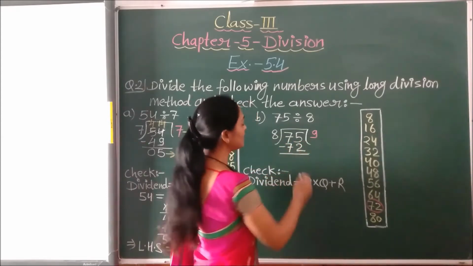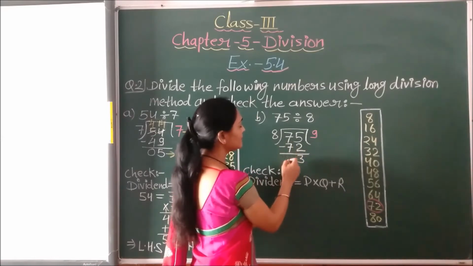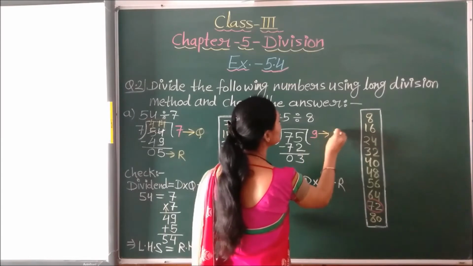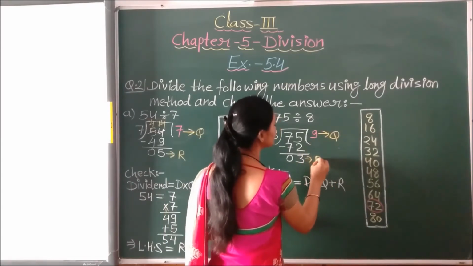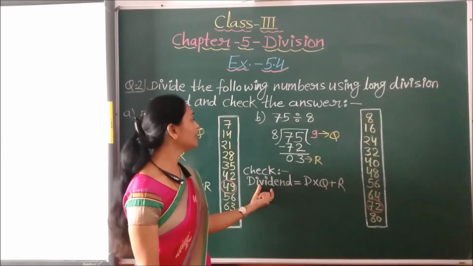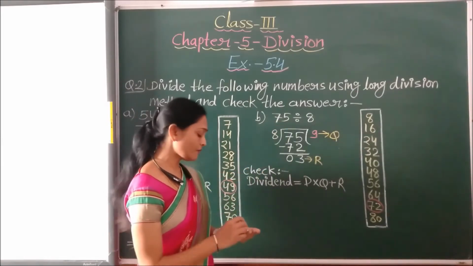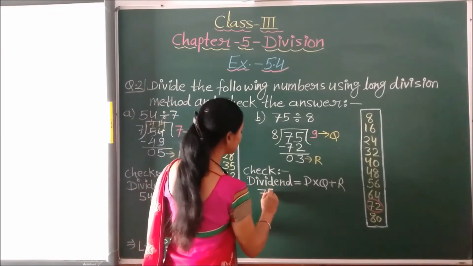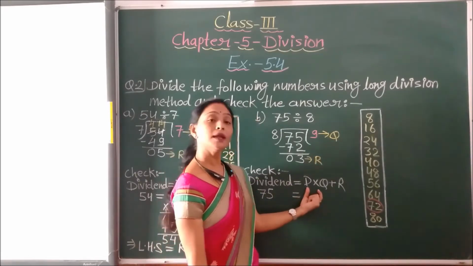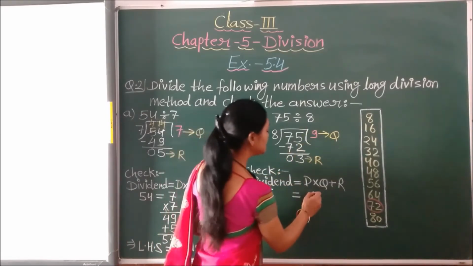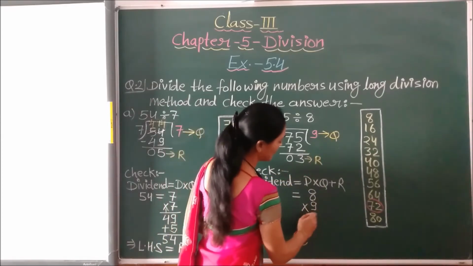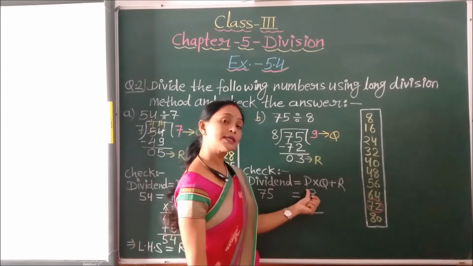5 minus 2 is 3 and 7 minus 7 is 0. So what is the quotient? Quotient is 9 and remainder is 3. Now we have to check our answer. Dividend is 75, so we write 75 here. On this side, the divisor is 8, so we multiply 8 with the quotient 9. So 9 we write. Now 9 eights are how much?